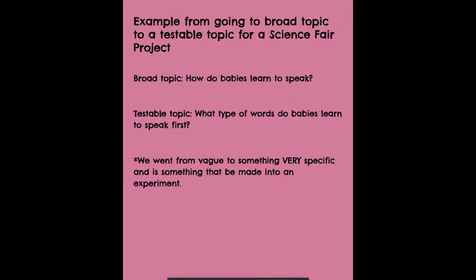The broad topic is, how do babies learn to speak? As you can see, that's very vague, right? It doesn't have anything specific in it. How we take that and make it testable is we make it specific. So we're saying, what type of words do babies learn to speak first? That's something very specific, and it can be made into an experiment. We can design an experiment from the testable topic. It would be really impossible to do it from the broad. So your independent variable has to be specific here, right? Your type of words.